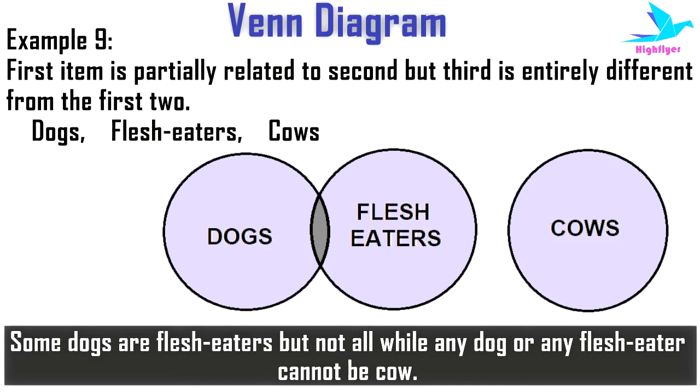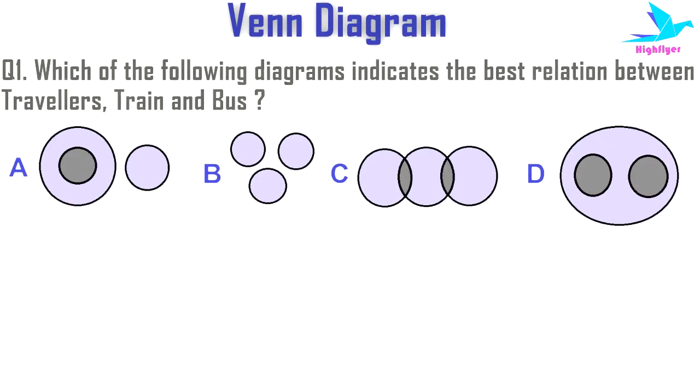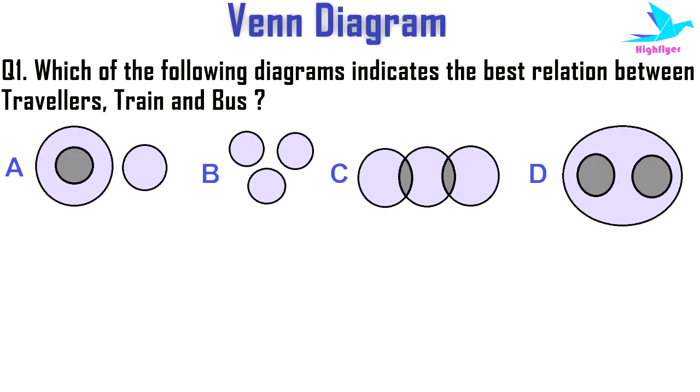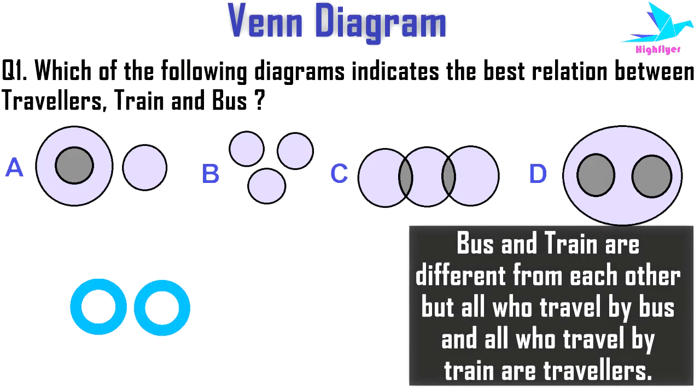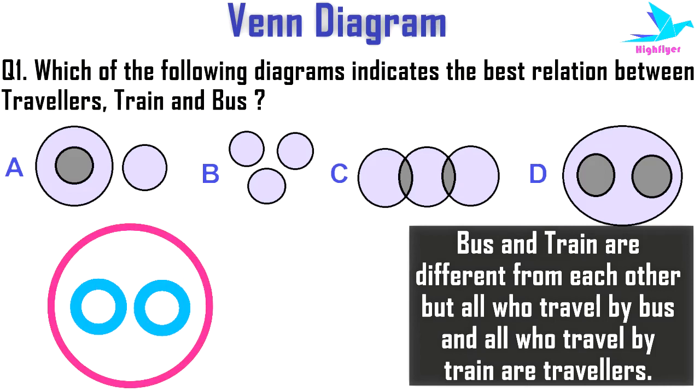Now to understand which kind of questions come and how to solve them, let's go through some questions and problems. Question number 1. Which of the following diagrams indicates the best relation between travelers, train and bus? Now here bus and train are two independent items with no relation with each other. But everyone who travels in train is a traveler and everyone who travels in bus is also a traveler. So both train and bus as independent items should come under the big circle known as travelers. So the right option is option D.